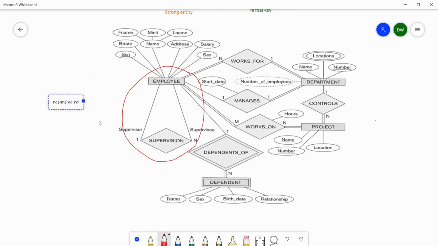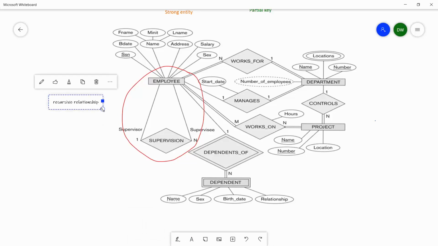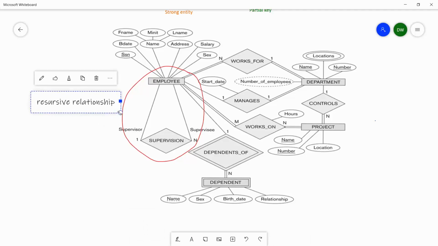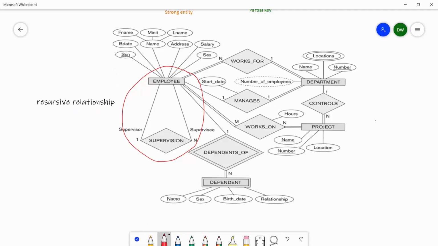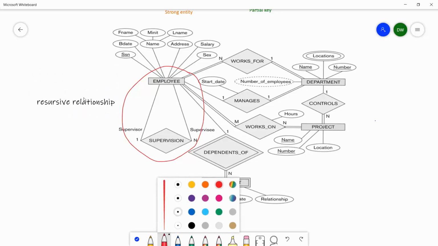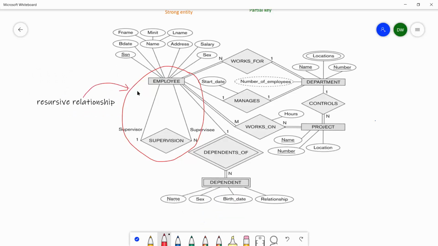Recursive relationship, right? This is the one which I have marked in red color, called a recursive relationship. Recursive means here you can see a cycle, isn't it? Right? So between employee and supervision, you see a cycle.